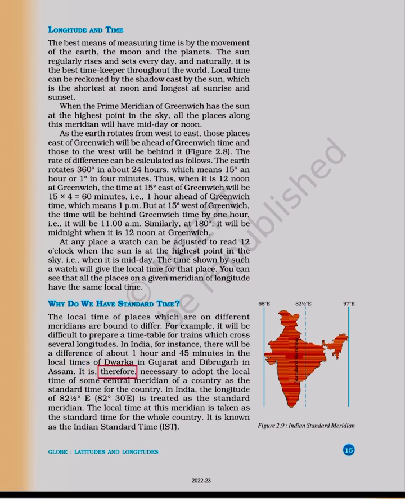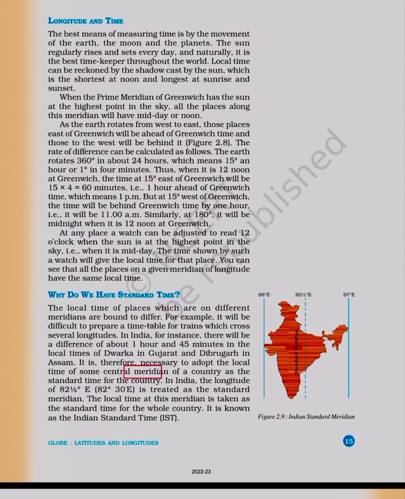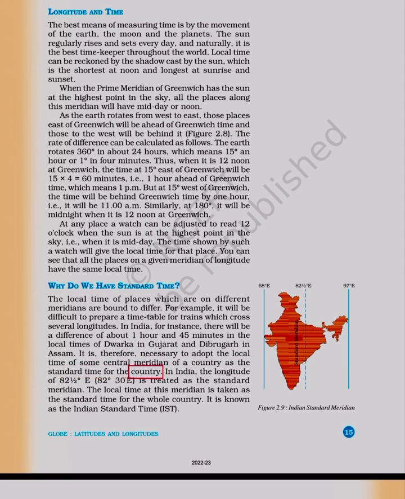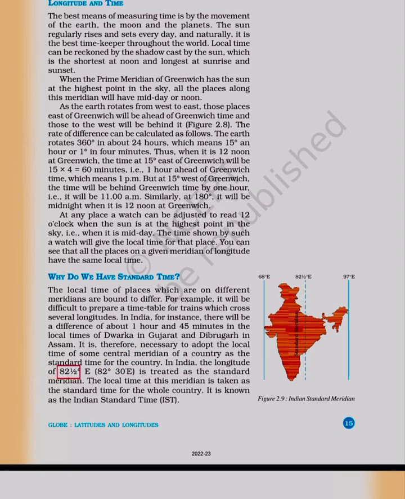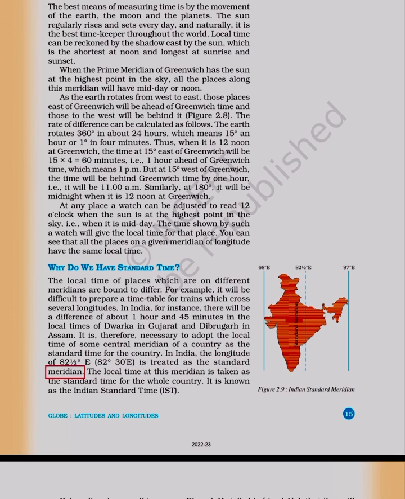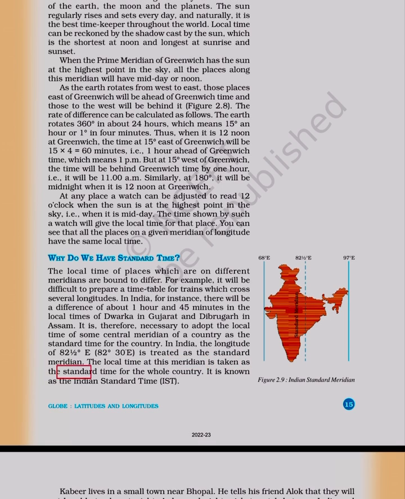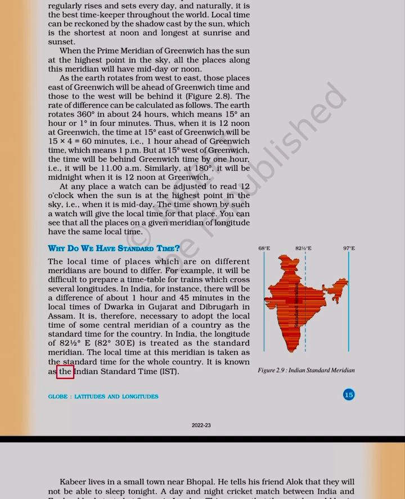It is, therefore, necessary to adopt the local time of some central meridian of a country as the standard time for the country. In India, the longitude of 82 degrees 30 minutes E is treated as the standard meridian. The local time at this meridian is taken as the standard time for the whole country. It is known as the Indian Standard Time, IST. Figure 2.9. Indian Standard Meridian.